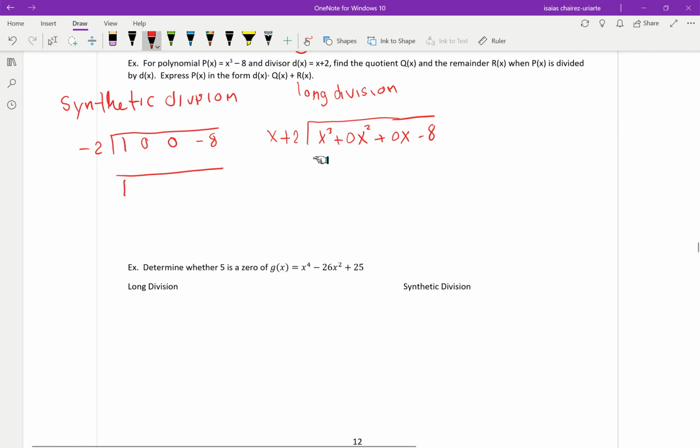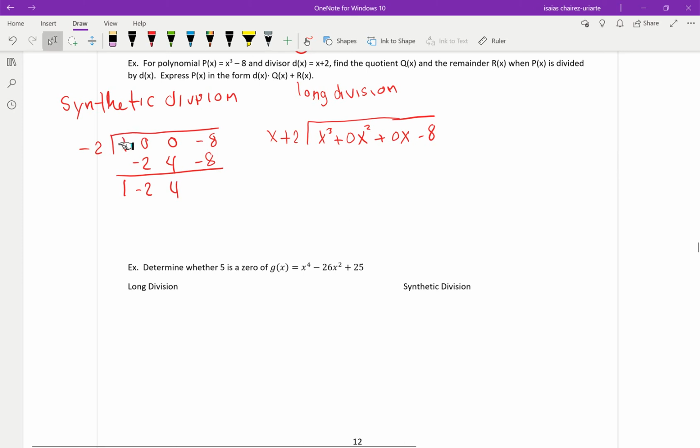So the 1 comes down. Negative 2 times 1, that's negative 2. 0 plus negative 2, well, that's negative 2. Negative 2 times negative 2, that would be 4. 0 plus 4 is 4. And negative 2 times 4, that would be negative 8. And negative 8 plus negative 8, that would be negative 16. So something's wrong here. Let's just be careful with our signs.